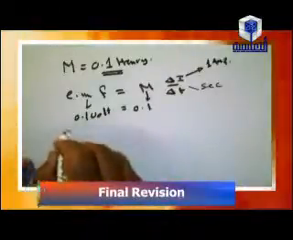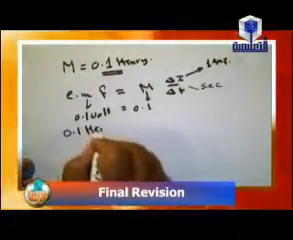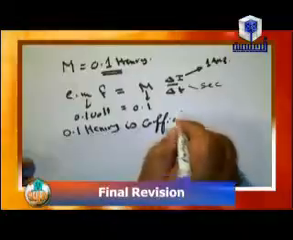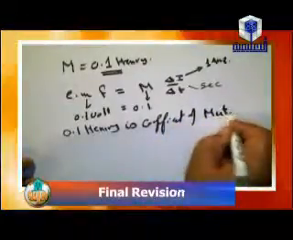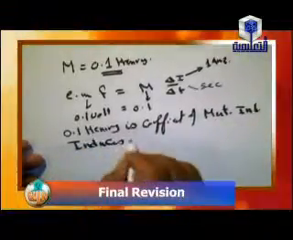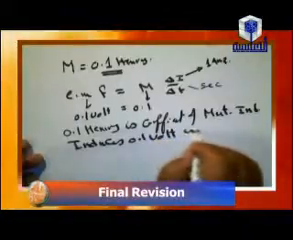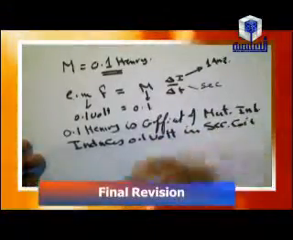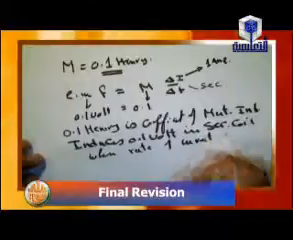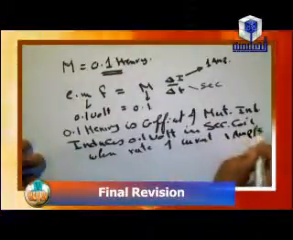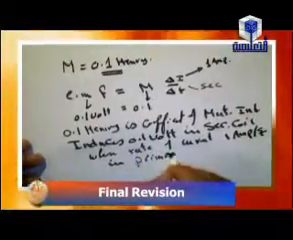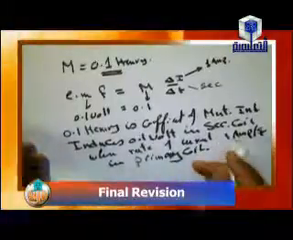So I will write it: 0.1 Henry is the coefficient of mutual induction, which induces 0.1 volt in the secondary coil when the rate of change of current is 1 ampere per second in the primary coil. This is the coefficient of mutual induction.